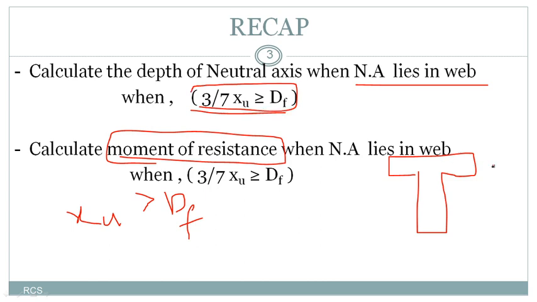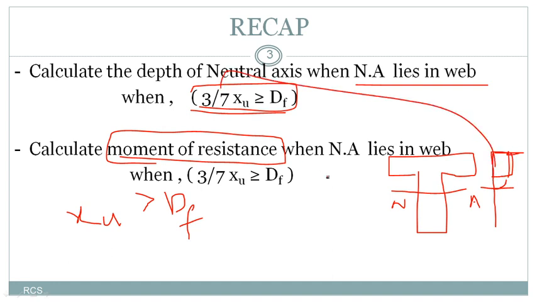If you draw the stress distribution diagram for this condition, the neutral axis is here, right? The stress will vary from the neutral axis to the 0.002 strain. It will be parabolic, and after that, a rectangle, right? Now, in this case, 3/7 of XU is greater than DF. What do you mean by that? This is the rectangle portion of the stress block, equal to this 3/7 of XU value, and this is the DF, the depth of the flange.